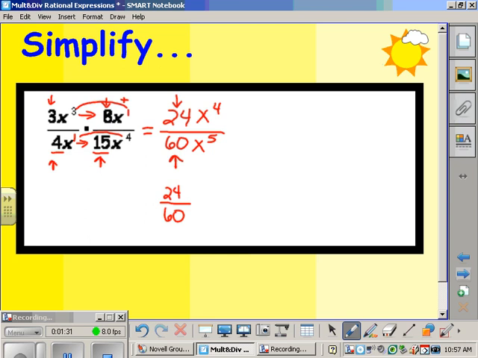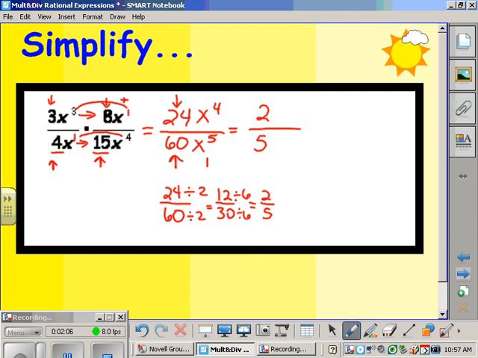So you have to think what's the largest number that divides into both 24 and 60. And if you're not quite sure, you can start with a small number and work from there. So let's say you just wanted to start with 2, which is fine. You would come up with 12 over 30. Then you might realize that 6 goes into both of those, which would give you 2/5. So once you've reduced it to lowest terms, bring it back up into the problem.